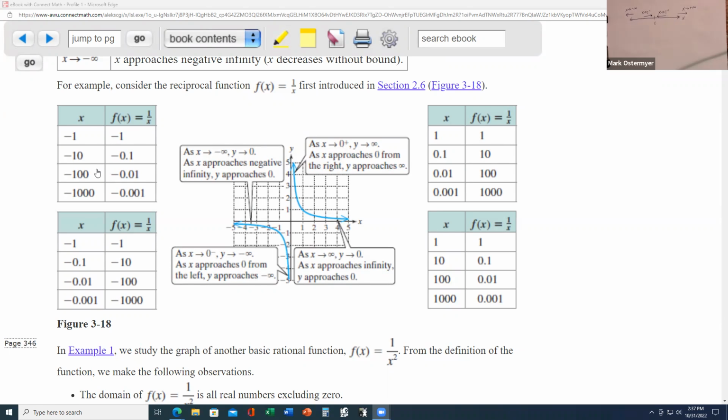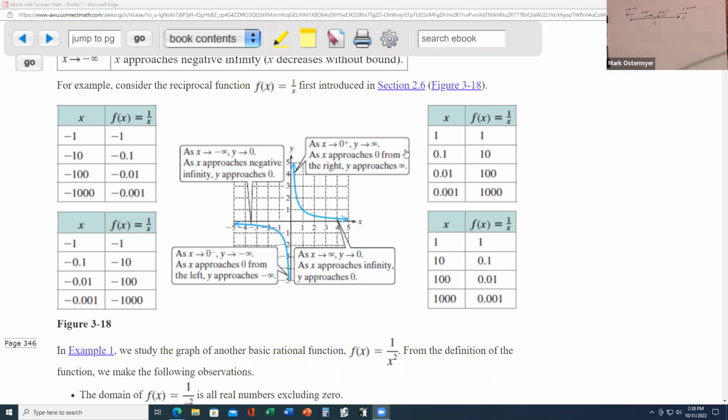These tables here are just indicating how we're moving with x. In other words, as x approaches negative infinity, we put smaller and smaller values into the function f of x equals 1 over x, and you can see that f of x is actually approaching 0, but approaching 0 from the negative side, or we say f of x is approaching 0 from below 0. And this table over here in the upper right corner is saying as x approaches 0 from the right.